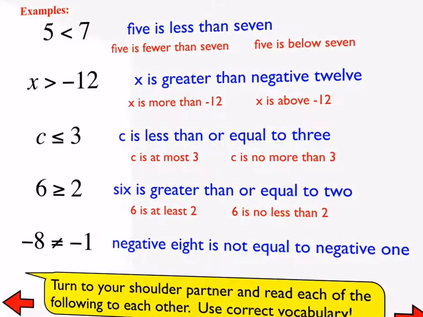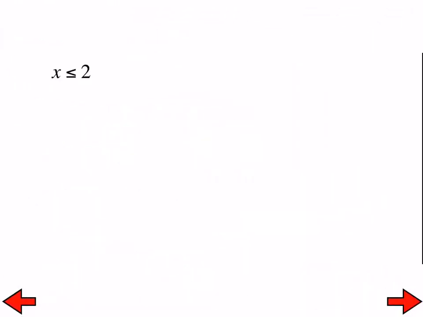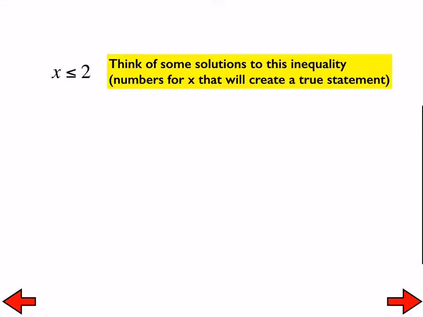Okay. So now, here is an inequality that is x is less than or equal to 2. Think of some solutions to that inequality. Remember, when we're finding the solution to anything, we're trying to find number or numbers that we can substitute for the variable that will create a true statement. Turn to your shoulder partner and come up with some solutions to that inequality. Quickly, you got about 20 seconds.